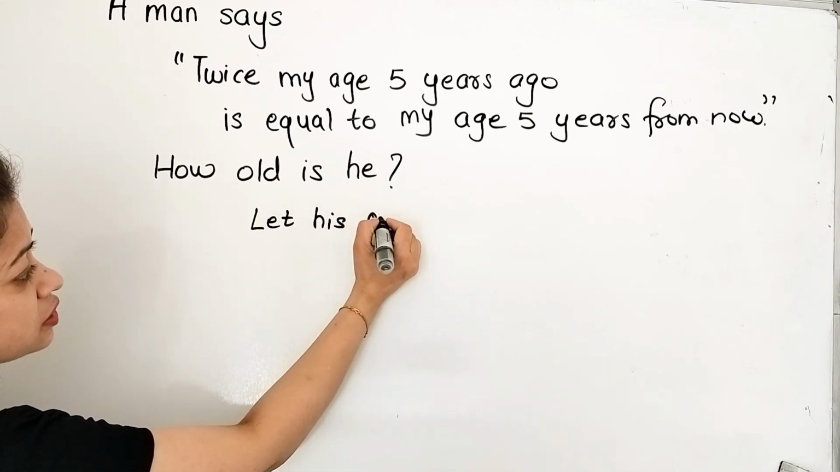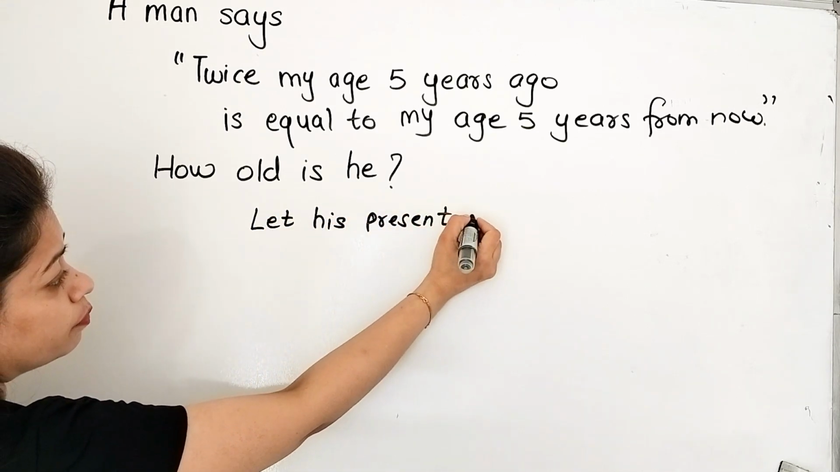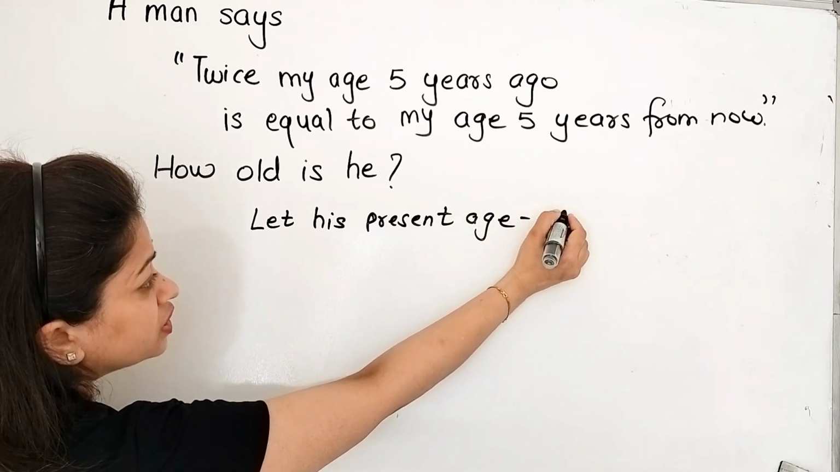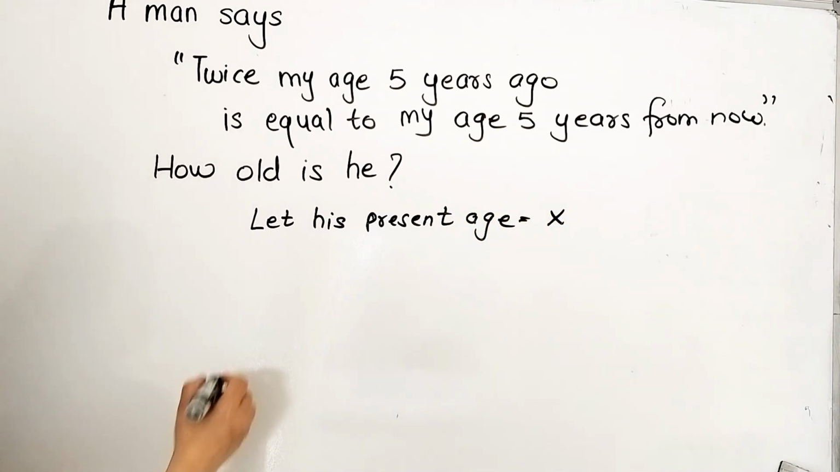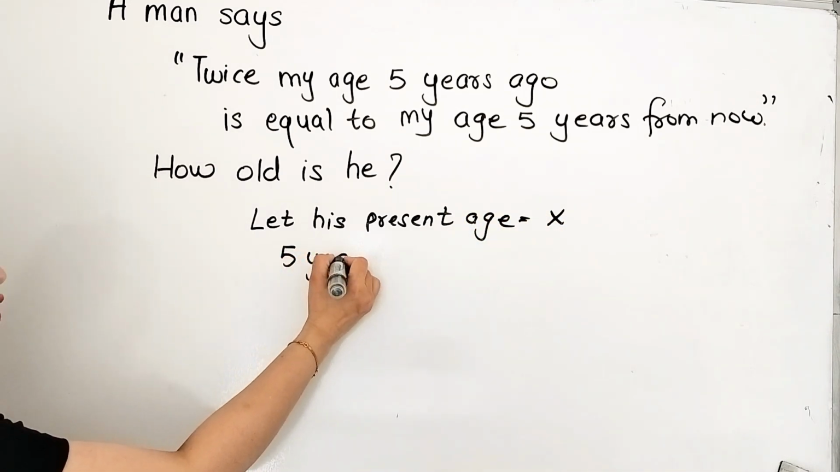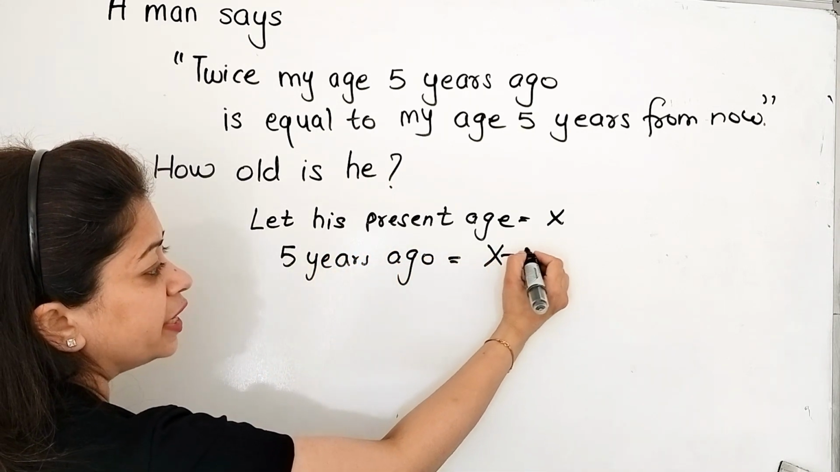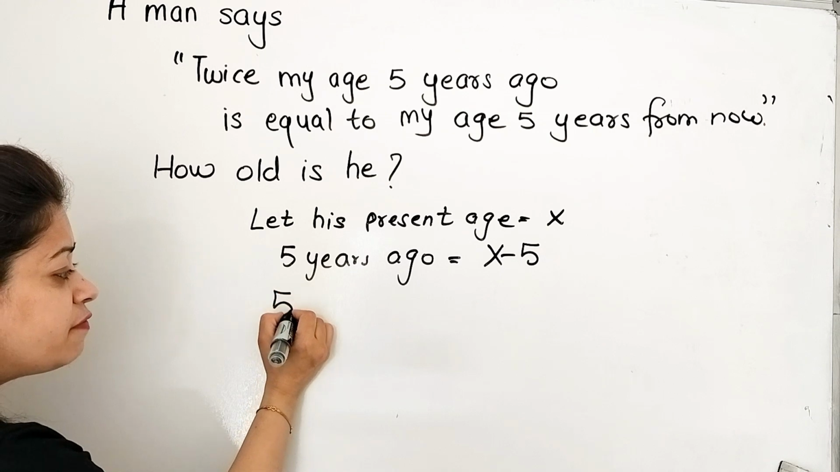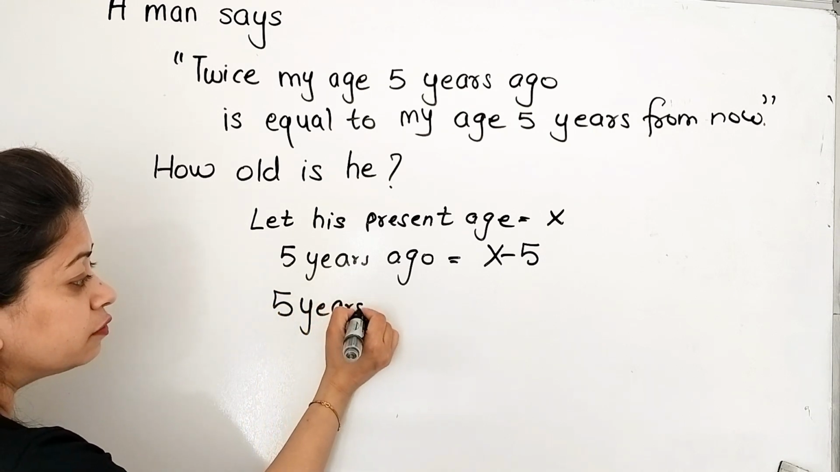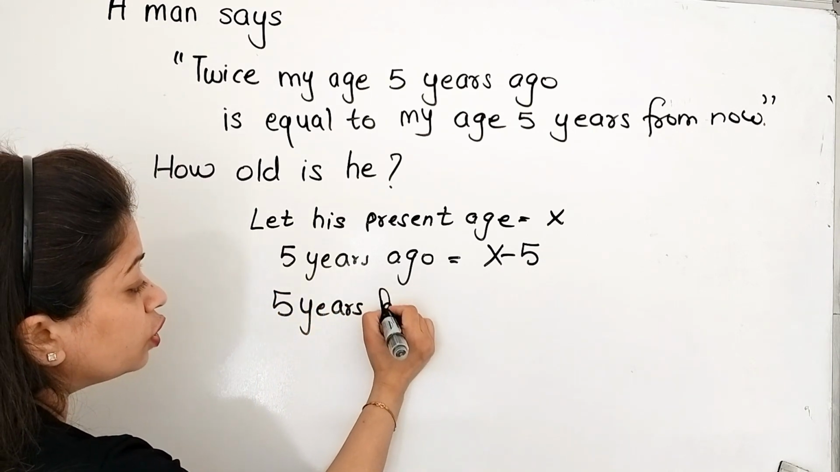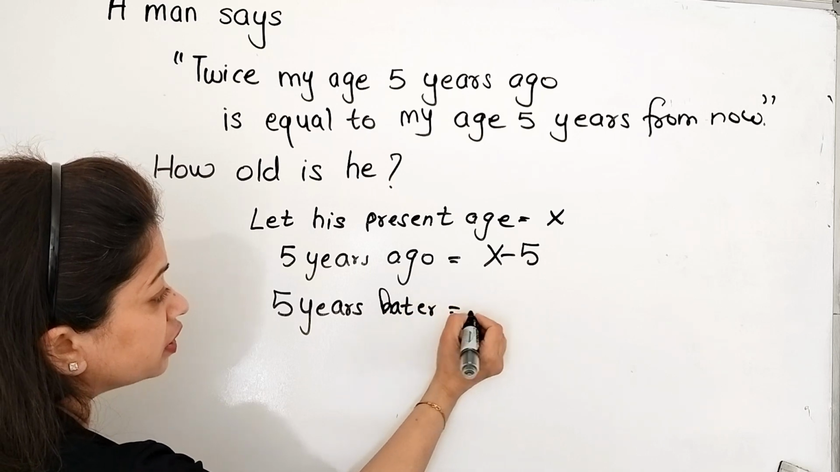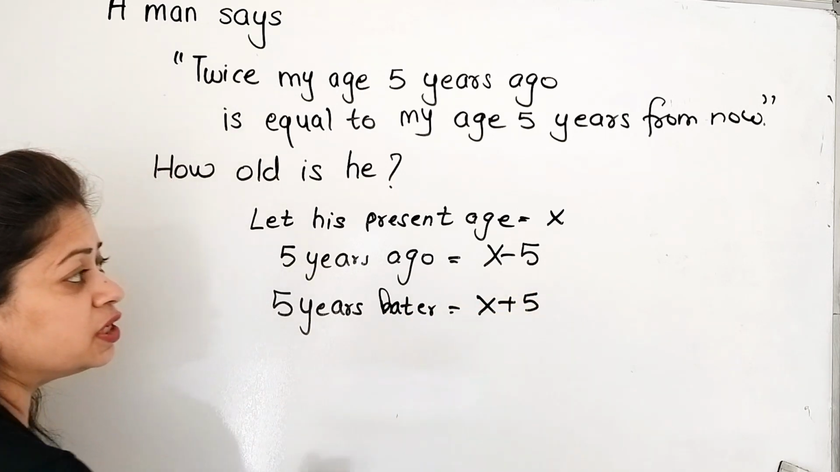Let his present age, suppose we say, be x years, right? So 5 years ago, what was his age then? His age was x minus 5, and 5 years from now, or you can write 5 years later, his age will be x plus 5.